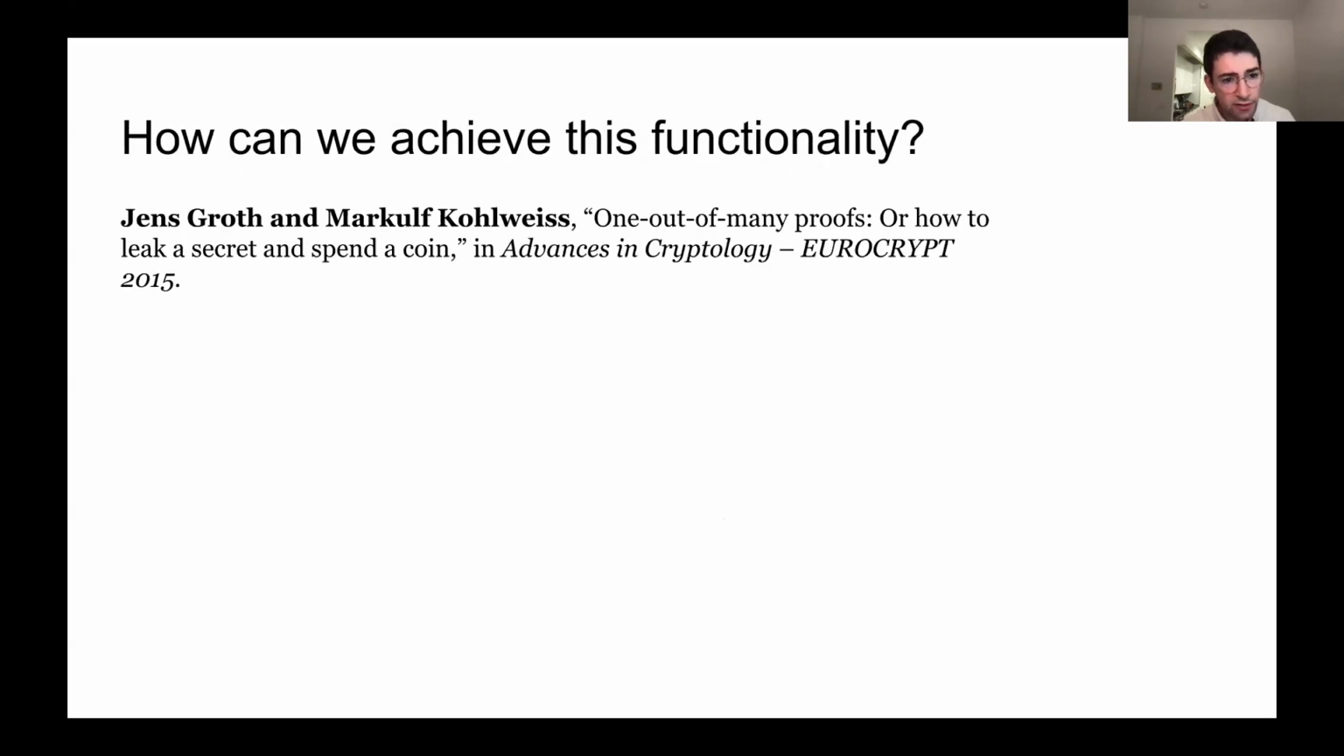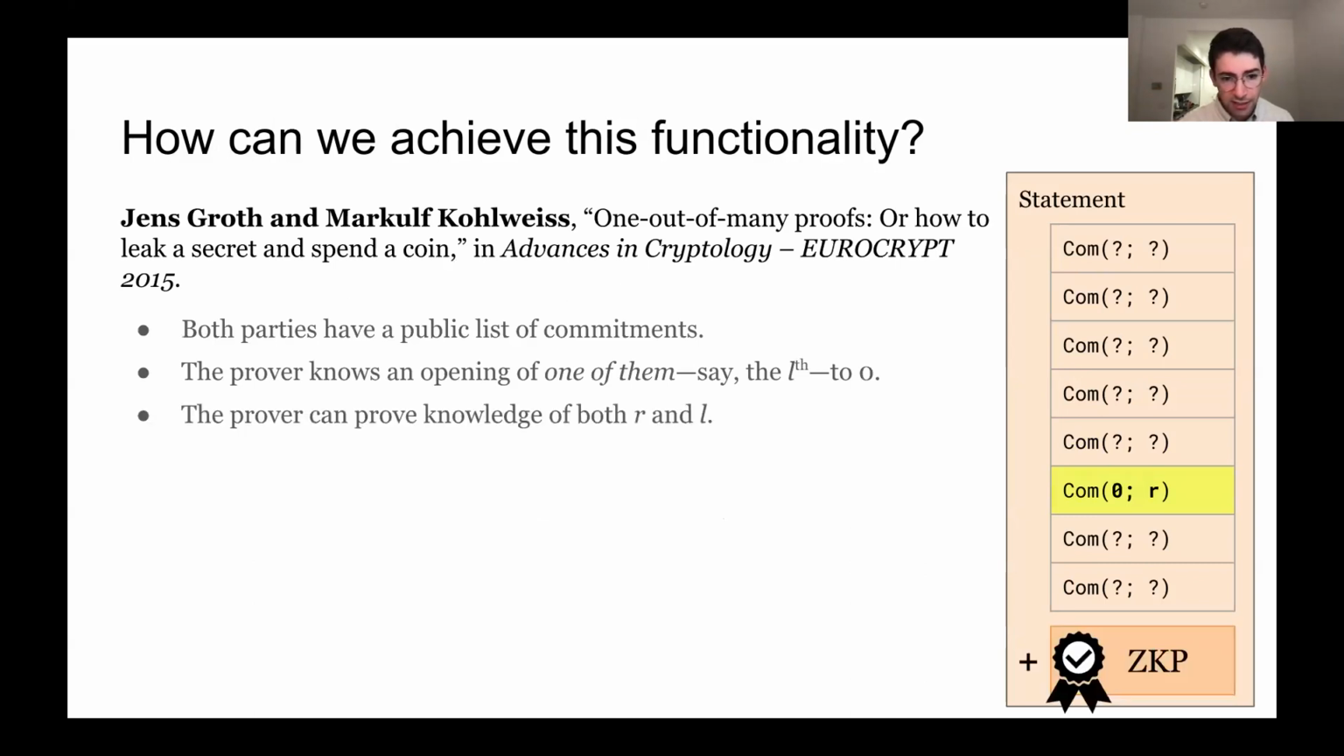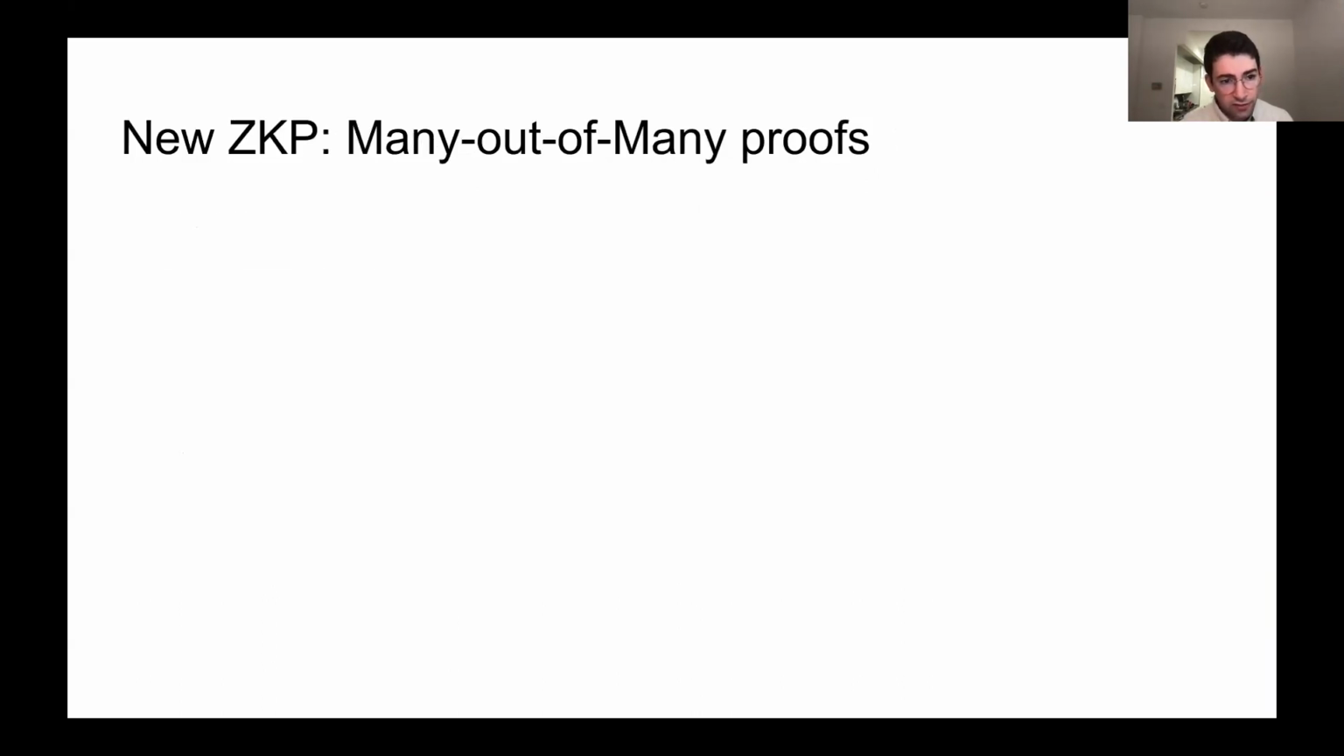Okay, so let's talk about how you do this. Obviously, the starting point is the paper of Jens Groth and Markulf Kohlweiss, one-out-of-many proofs. What this does is take a public list of commitments, which the prover and verifier both have. The prover knows one among these and a way to open that one to 0. What you prove is basically knowledge of the secret opening and the secret index, so which one you're actually opening. And in the eye of the verifier, the index should stay secret.